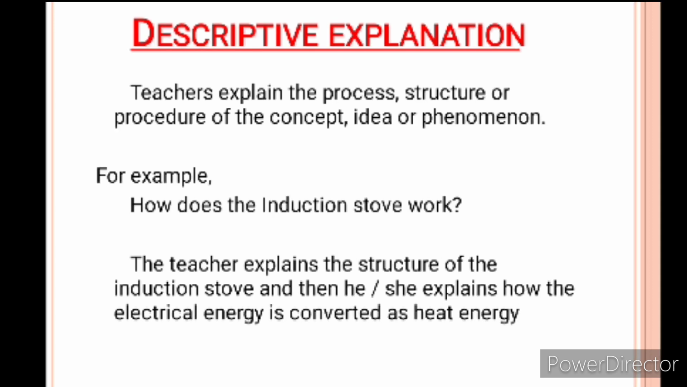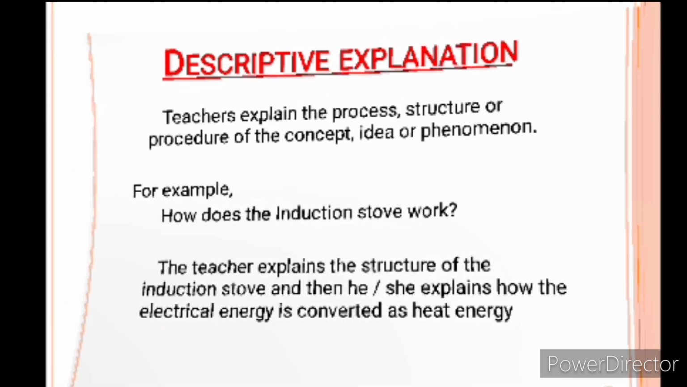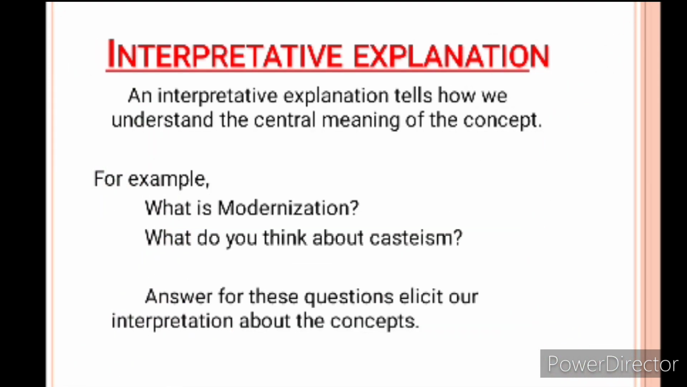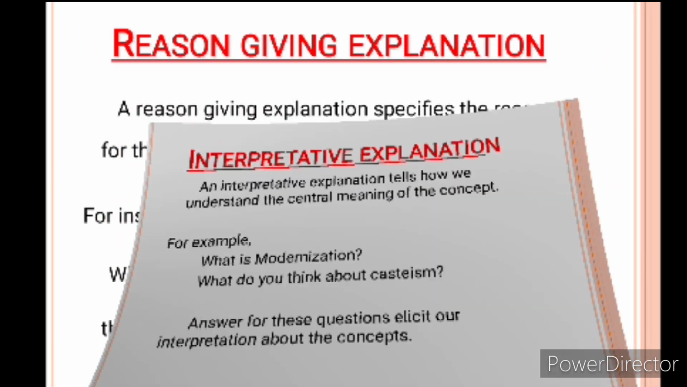The first one is descriptive explanation. The teacher explains the process, structure, or procedure of the concept. A simple example for descriptive explanation is: how does an induction stove work? The next one is interpretative explanation. An interpretative explanation tells how we understand the central meaning of the concept. For example: what is monetization? What do you think about casteism? These are simple examples where we are using interpretation.